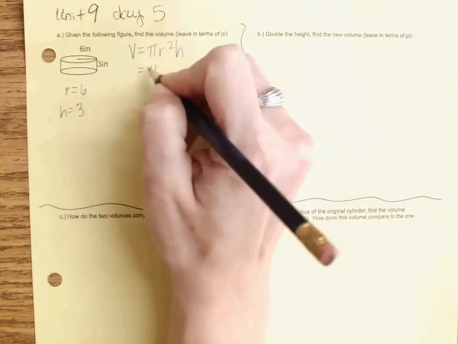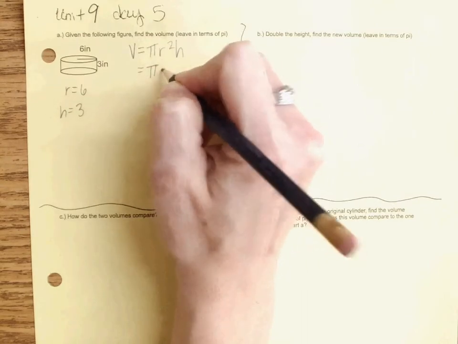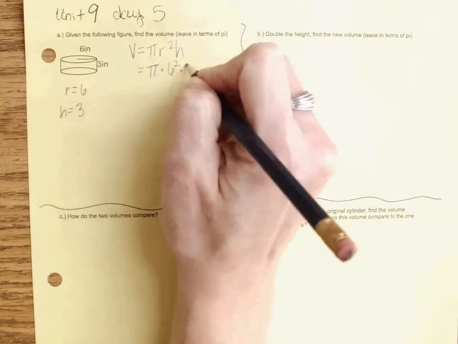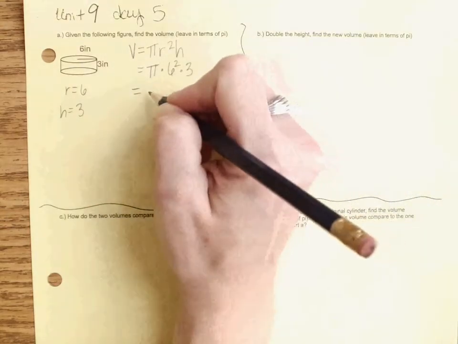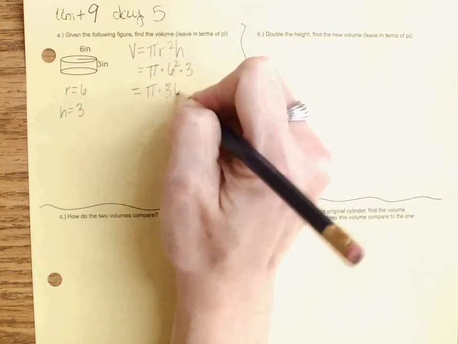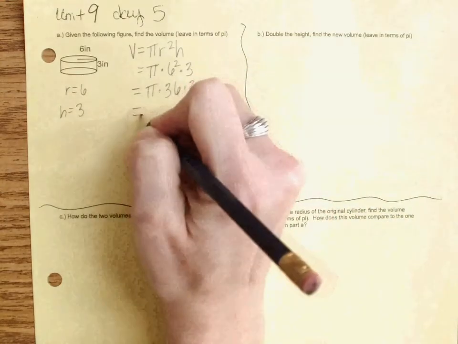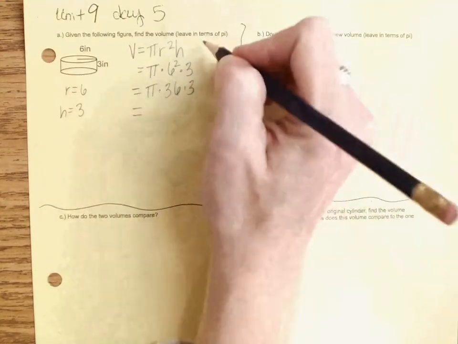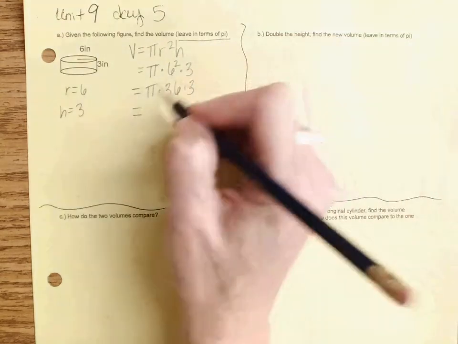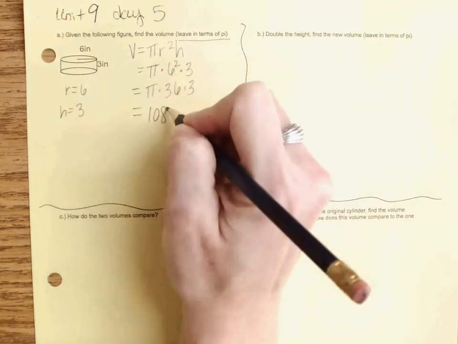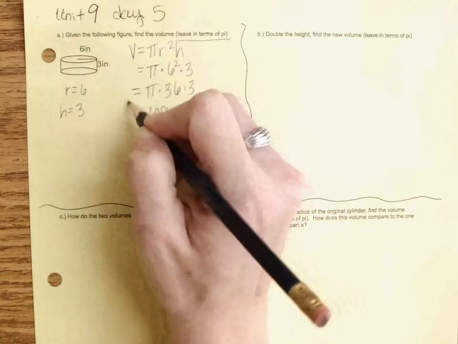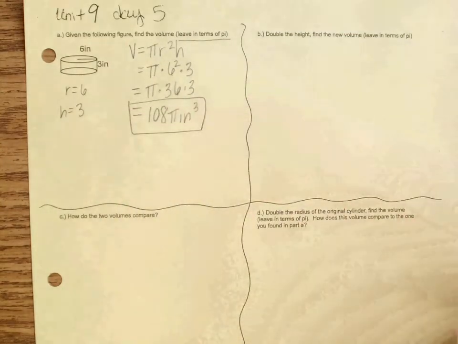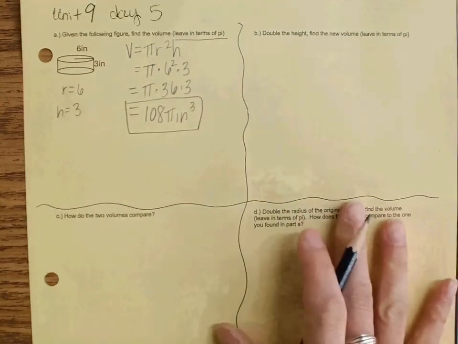And we're going to leave pi as is, times 6 squared times 3, and then we just simplify after we made those substitutions. So pi times 36 times 3, and then to leave it in terms of pi, it looks like 108 pi inches cubed. Okay, and so you do need to label and make sure you're labeling appropriately.